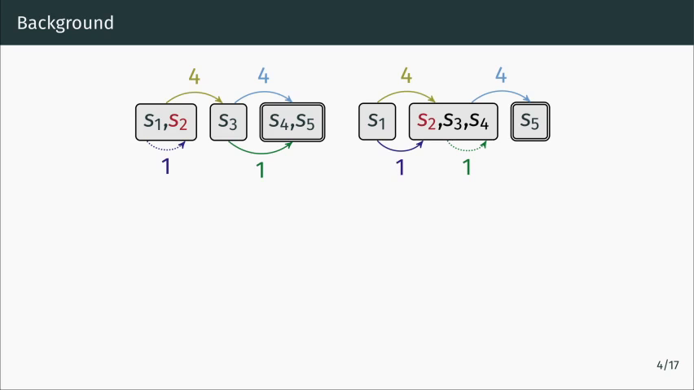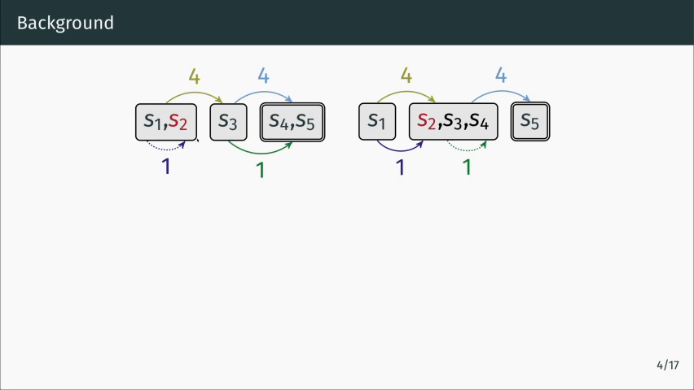But let's start with some background first. Here we have two example abstractions, 1 and 2, and let me explain what these mean. Here we have an abstract state that combines two concrete states, S1 and S2. We have several operators in different colors that have different costs. For example, this operator costs 4, the blue operator also costs 4, and those here cost 1. And we have a goal state that is doubly circled.